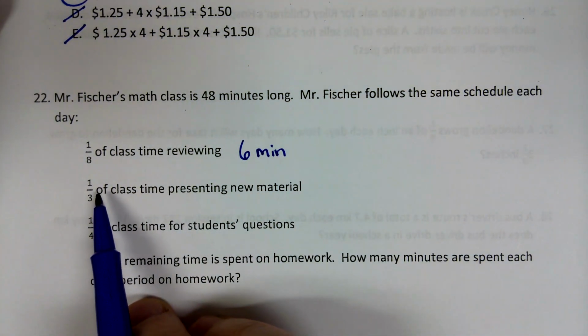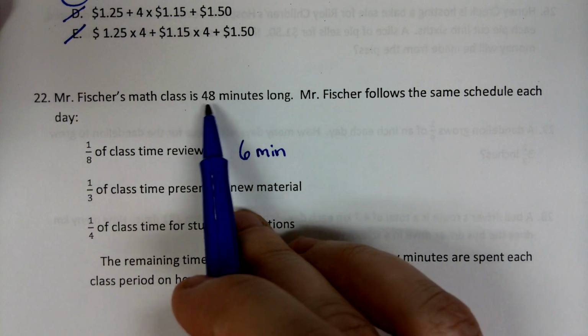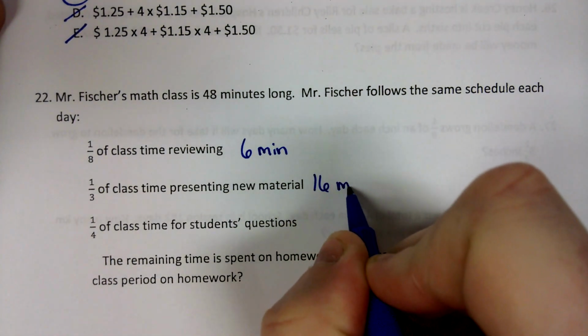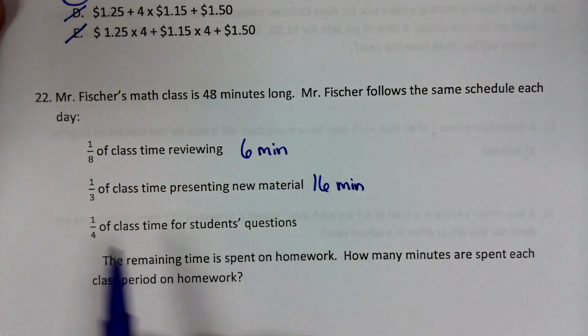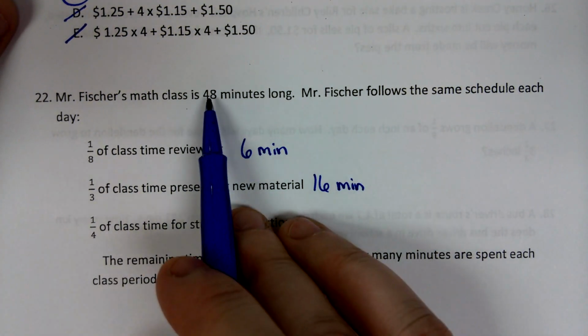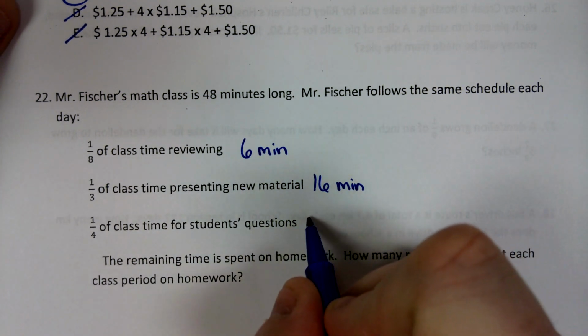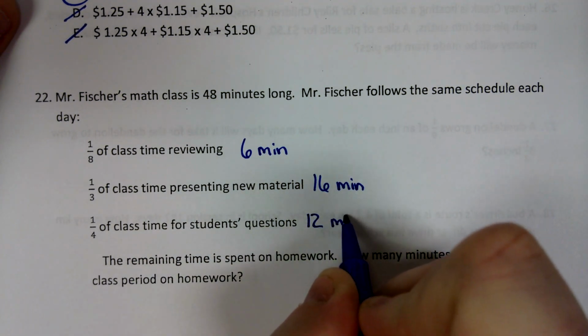1/3 means break it into 3 groups and keep one of them. So 48 divided by 3 is 16. Keep one of those. There's another 16 minutes on new material. 1/4 of the time, divide this by 4 and keep one group. 48 divided by 4 is 12. I'm keeping one of those, so there's 12 minutes.